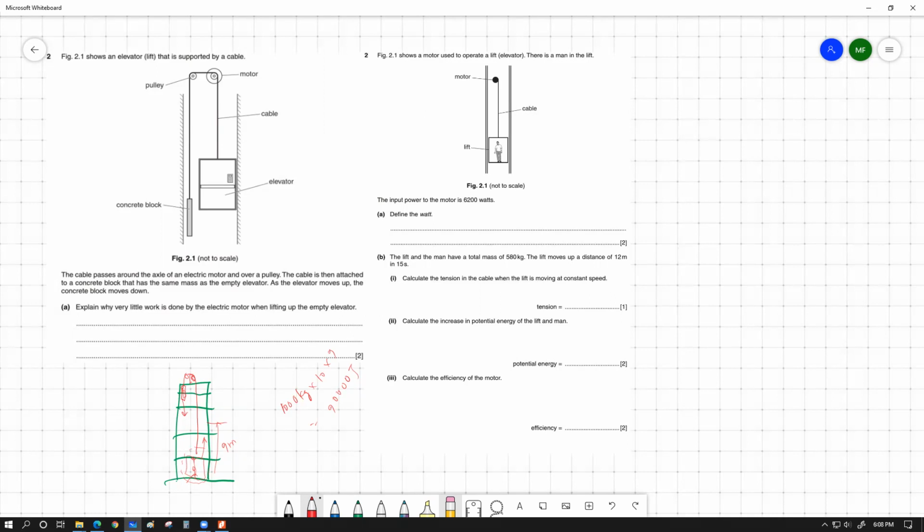Let's say the person is 200 kg and the lift is 800 kg. So to lift up a person of 200 kg, we have to do much more work. The benefit of having the concrete block is that whenever this whole thing is going to go up, this thing is going to come down.